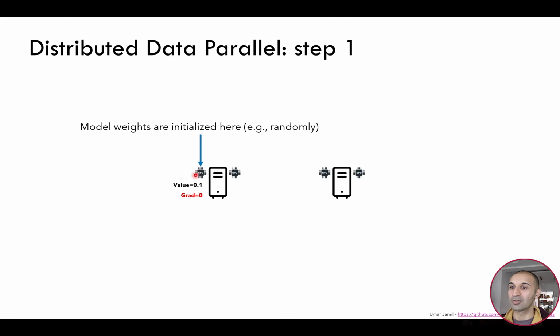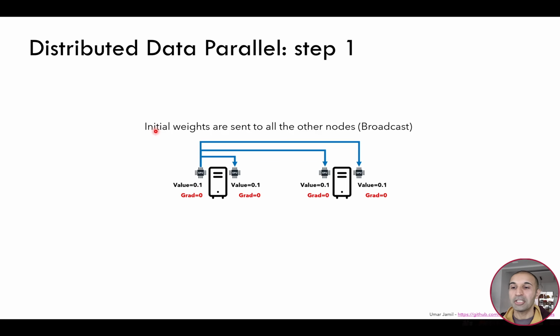So now, this is the value of the parameter, and this is the gradient. The value of the parameter, imagine, is 0.1. We only have one parameter, for simplicity. The initial weights are sent to all the other nodes. So now all the nodes have the same weights, all the same value.